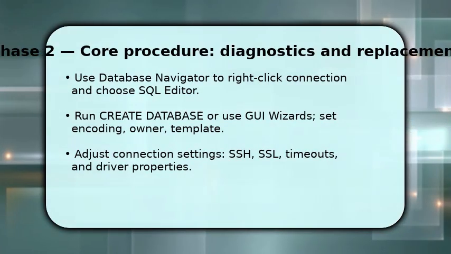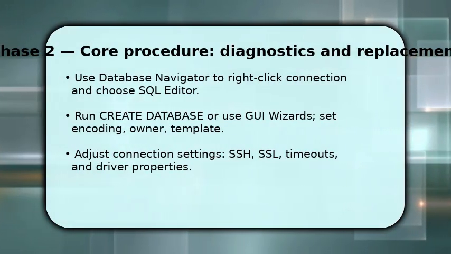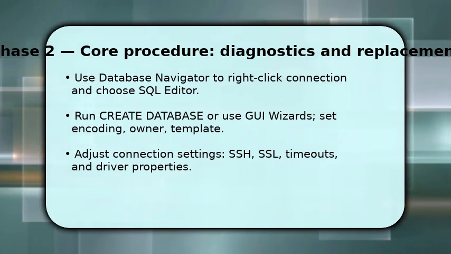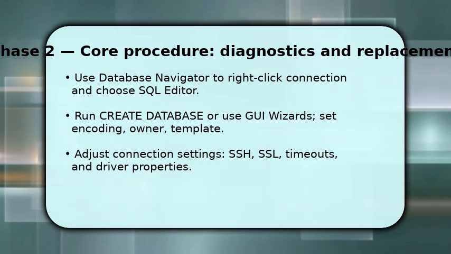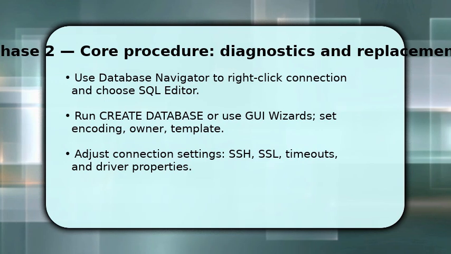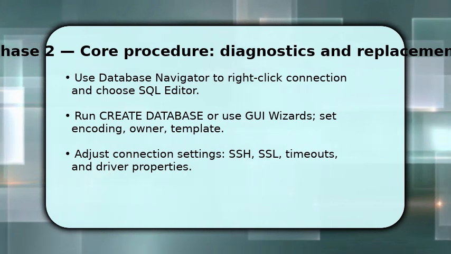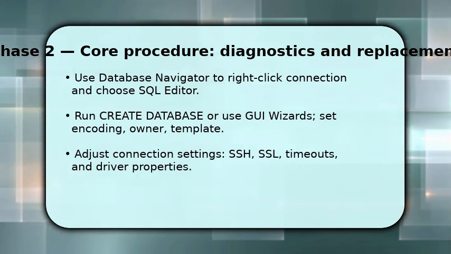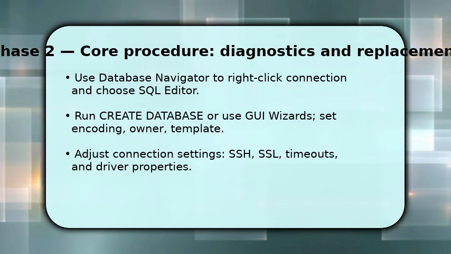Once the connection exists, right-click it in the Database Navigator and open SQL Editor, or choose Create Database in the context menu. If using SQL, run a CREATE DATABASE statement with encoding and owner, for example: CREATE DATABASE MyDB WITH ENCODING UTF-8 OWNER muser. If you prefer the GUI, follow the wizard fields for name, encoding, and owner.